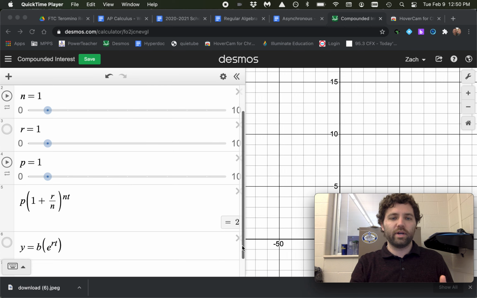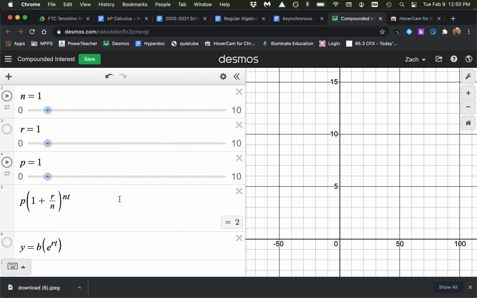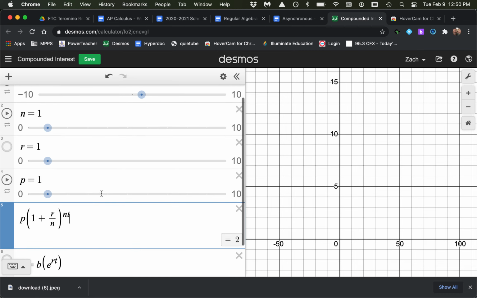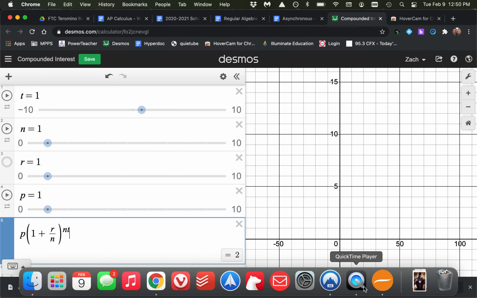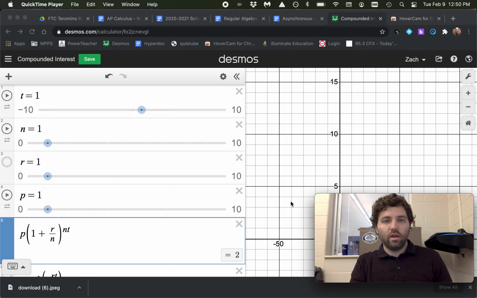So let's start by talking about the compound interest formula, which is right here. It's principal times 1 plus the rate divided by the number of times you compound, raised to the n, which is the number of times you compound, times t, which is in years, okay? We're going to play around with this formula, starting with a very simple example: investing $1 for 1 year at 100% interest, compounding just one time per year.